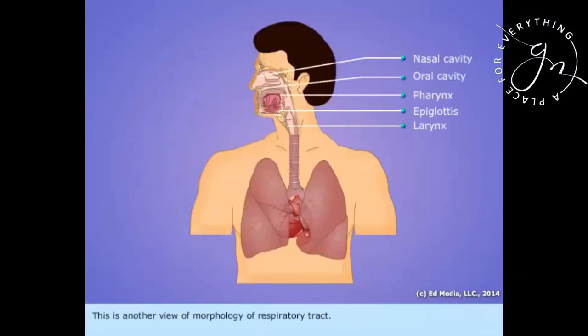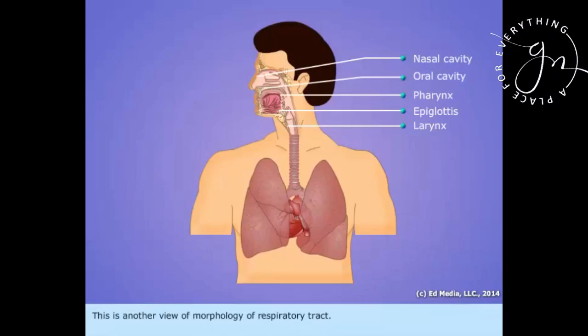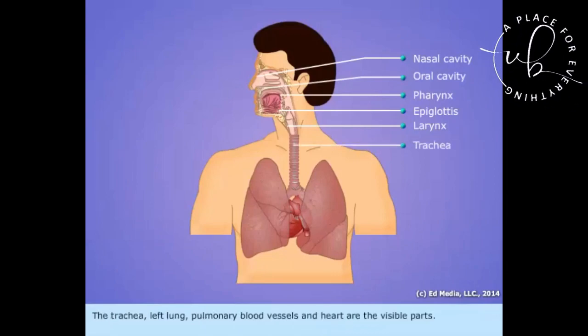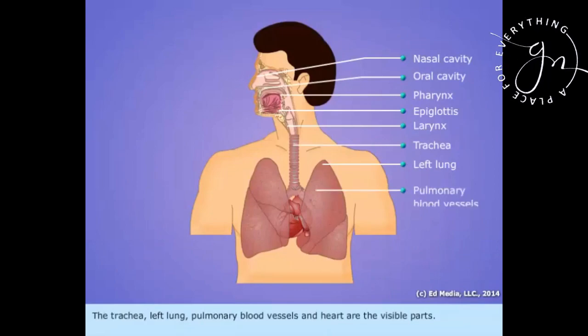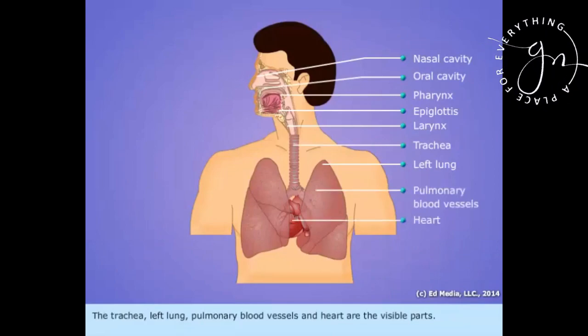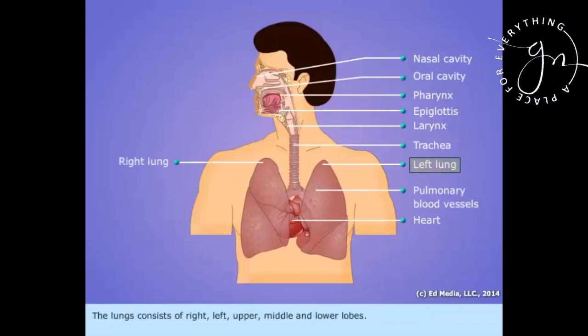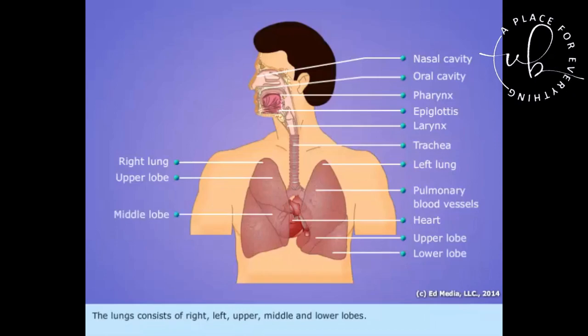This is another view of morphology of respiratory tract. The trachea, left lung, pulmonary blood vessels, and heart are the visible parts. The lungs consist of right, left, upper, middle, and lower lobes.